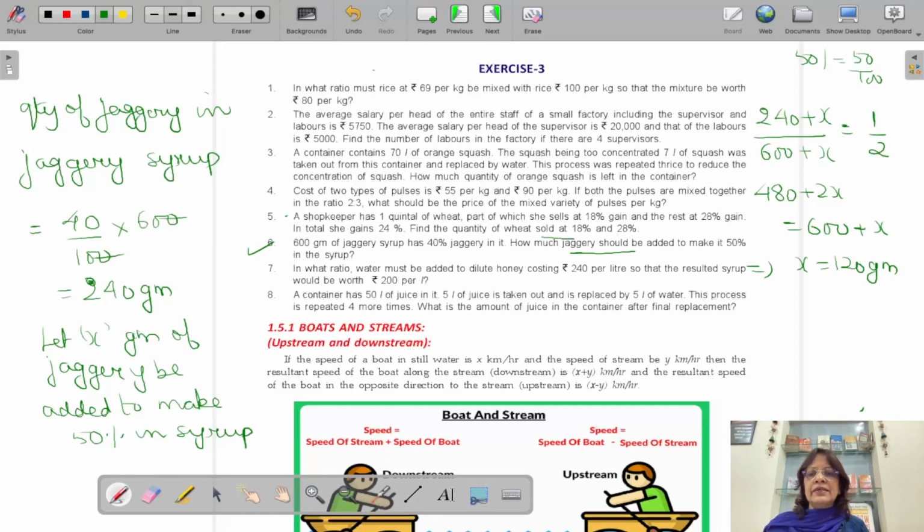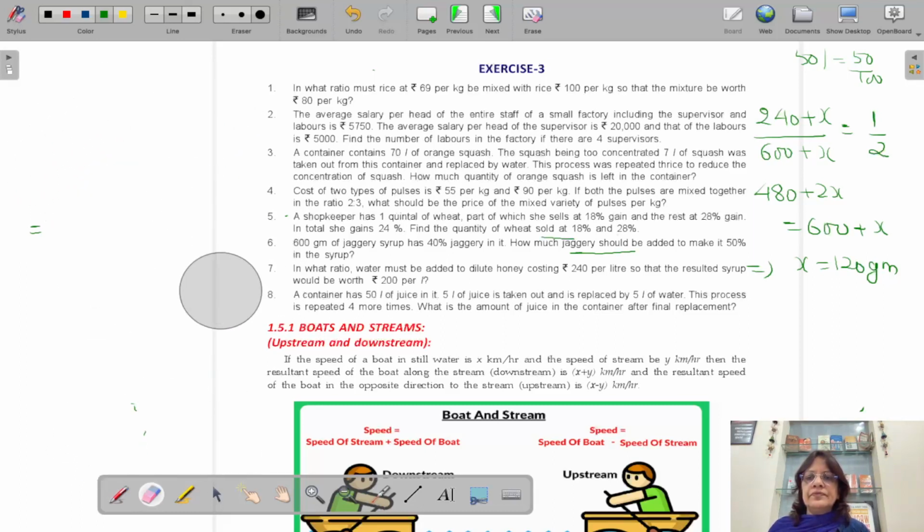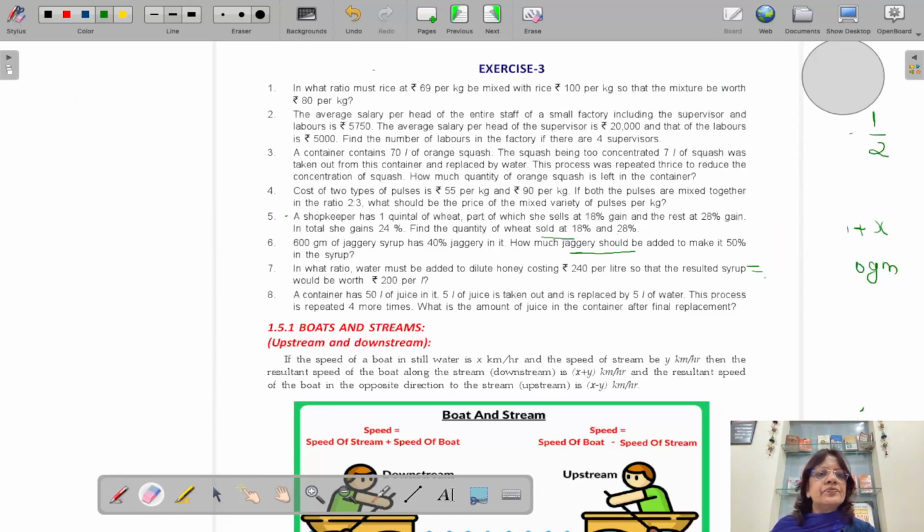I hope the question is clear. Now coming to the last two questions, 7th and 8th. Seventh question says, in what ratio water must be added to dilute honey costing rupees 240 per liter so that the resulting syrup would be worth rupees 200 per liter.